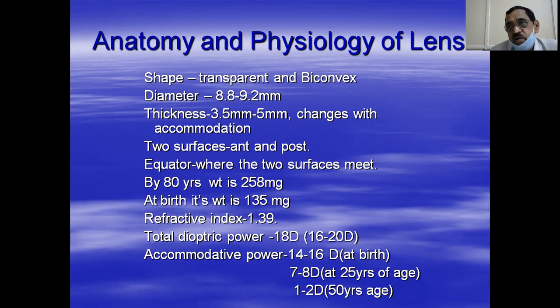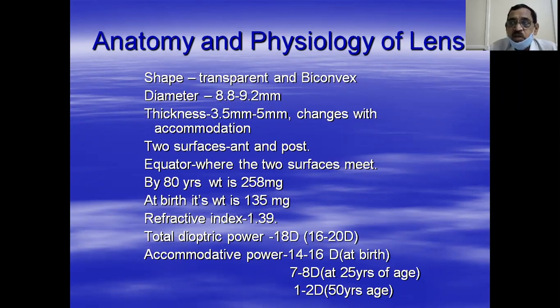And as the age advances, the accommodative power of the individual comes down, and at the age of 40 years presbyopia sets in because of lack of accommodation power. So one will have to wear glasses for near vision also. At birth, the accommodative power is around 14 to 16 diopters, and at 25 years of age, it's around 7 to 8 diopters. Around 40 years, presbyopia sets in, and it manifests completely by 50 years.